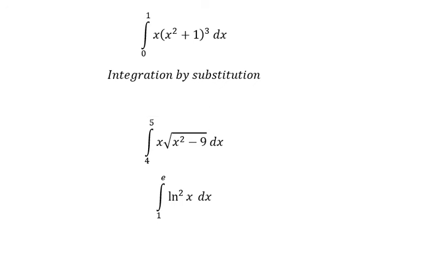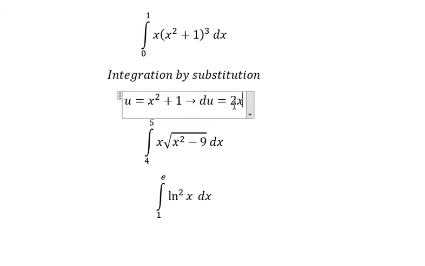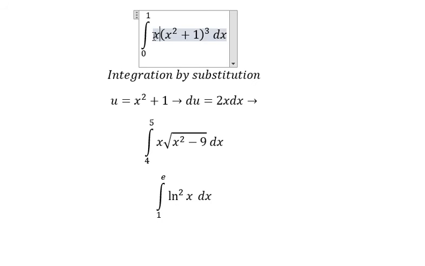So I will put u equal to s squared plus 1. Later, we need to take the first derivative of both sides. First derivative of s squared, we have 2s. First derivative of number 1, you get 0 because this is a constant. Later, we divide both sides by number 2 because we don't have number 2 in here.